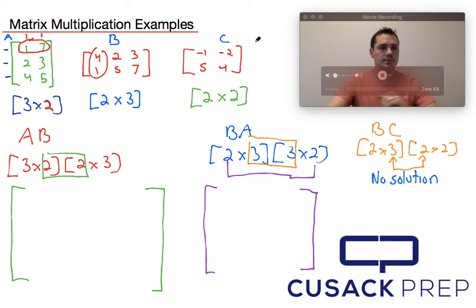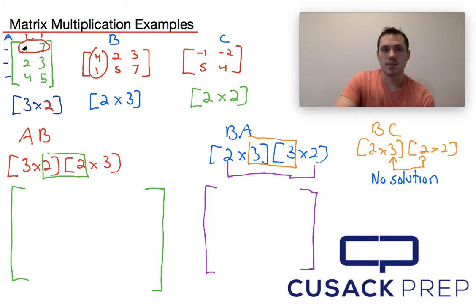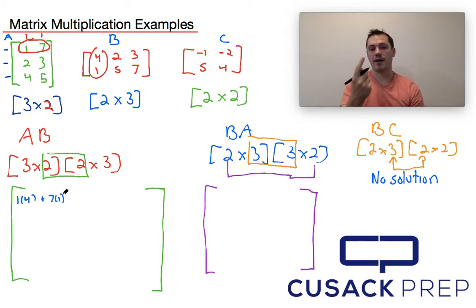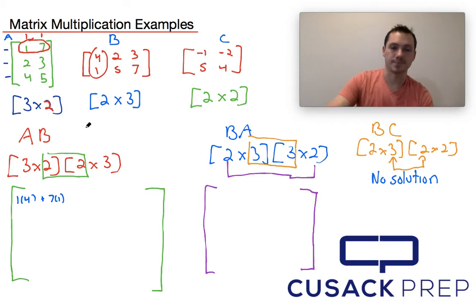So what I'm going to do is I move from left to right as I go across a row, top to bottom as I go down a column. So to multiply row 1 by column 1, I would multiply 1 times 4. And I would also multiply 7 times 1. And that's it. That's all I can do. I now have my result for row 1, column 1.